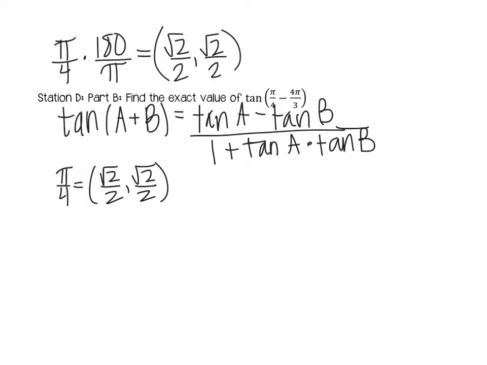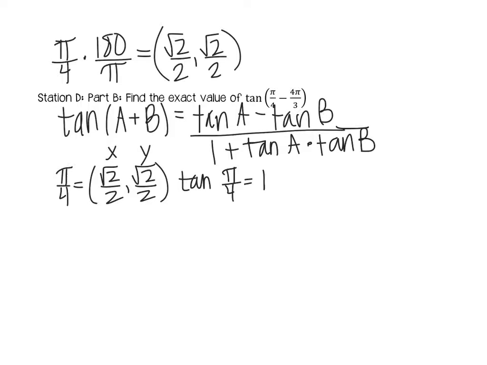Okay, this is in the first quadrant, so I don't need to worry about signs because everything is positive. But what I do need to know is what the tangent is of pi over 4. And as we've talked about several times in class, tangent is sine over cosine, or y over x. In this case, though, tangent is 1 because any number over itself is equal to 1.